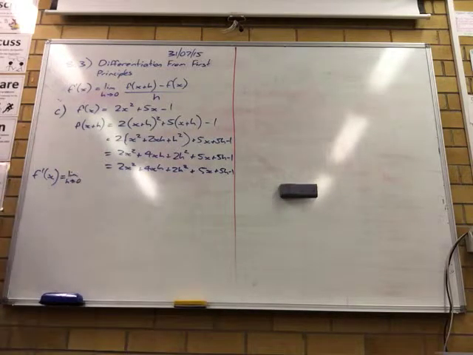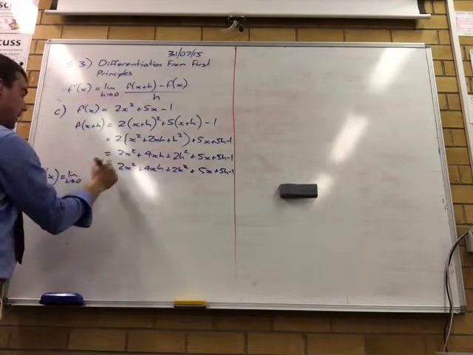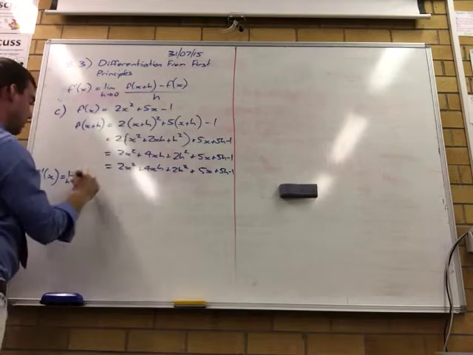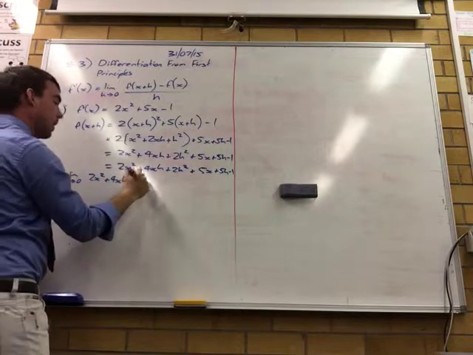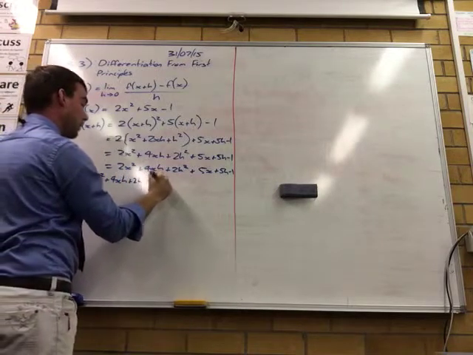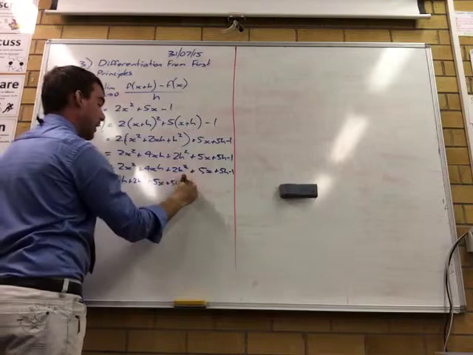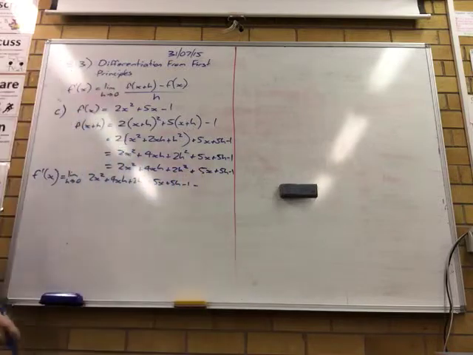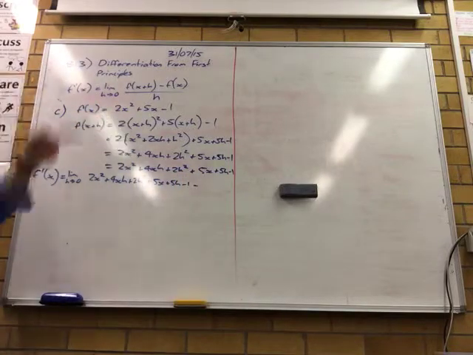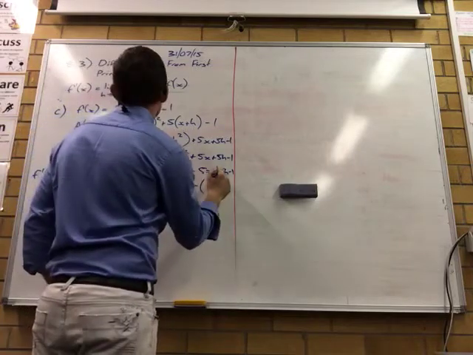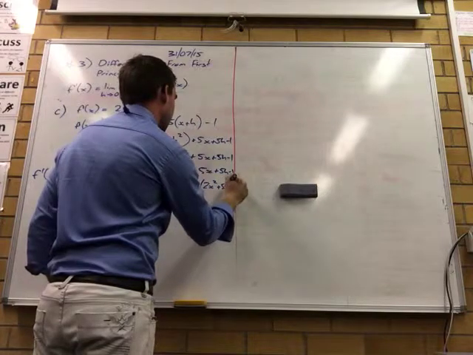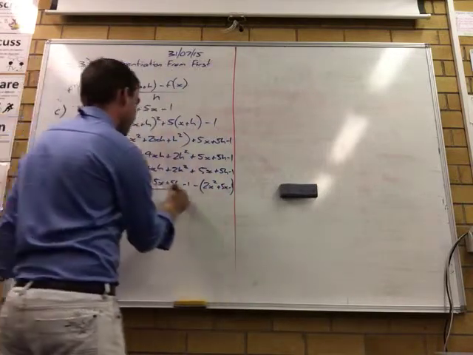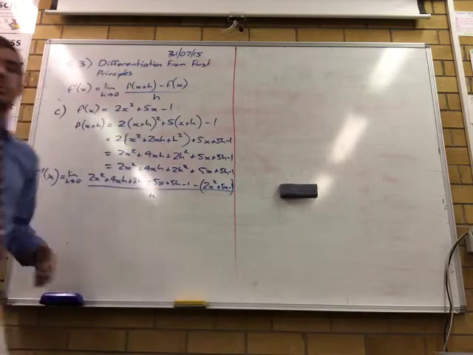Right, we take the limit as h goes to 0 of f of x plus h, which is all that. So 2x squared plus 4xh plus 2h squared plus 5x plus 5h, take away 1, take away f of x. Now, because you've got more than one term, that needs to be in brackets, okay? Because you take away everything as part of that term. All over h on the bottom.